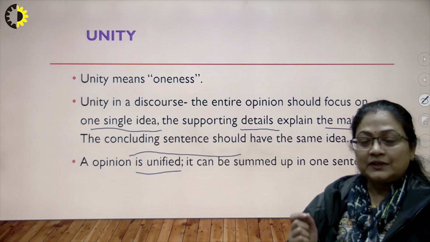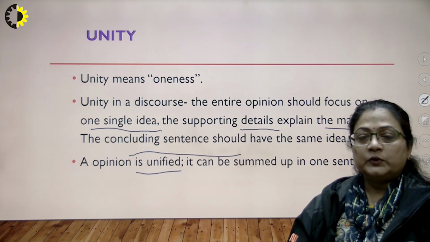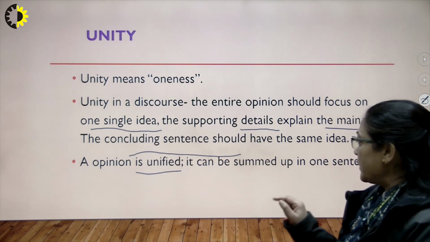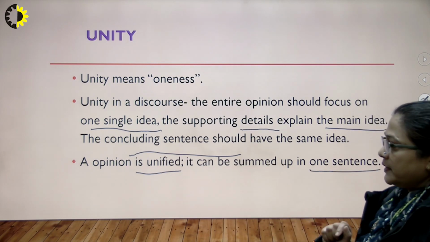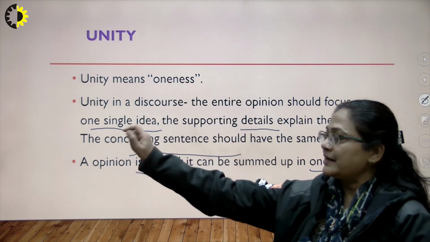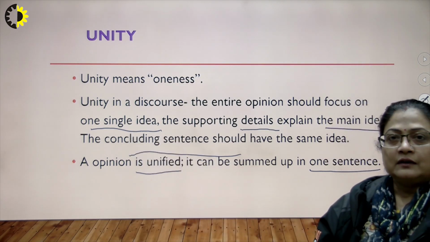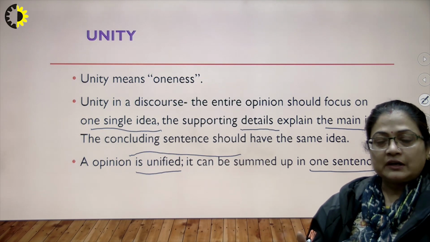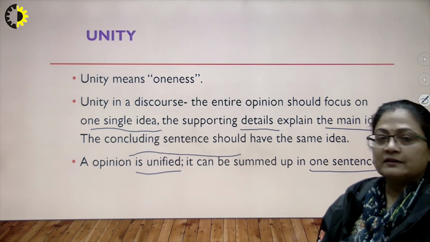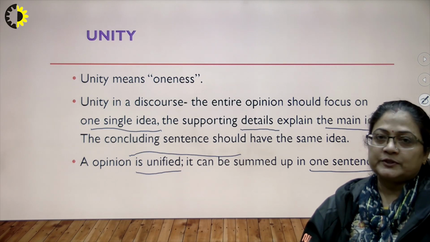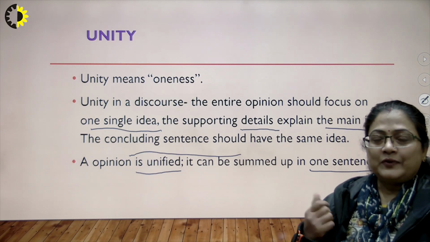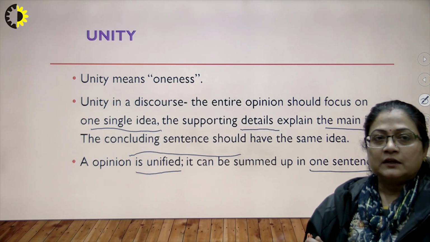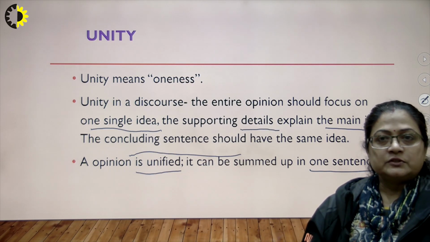So, the test to find whether the unity is there is that our opinion should be summed up in one single sentence. That single sentence has that one single idea. So, the remaining sentences are a kind of illustration, a kind of explanation of that one single idea or one single statement. When we write something, this is called a topic sentence. When we speak, that becomes our key statement.